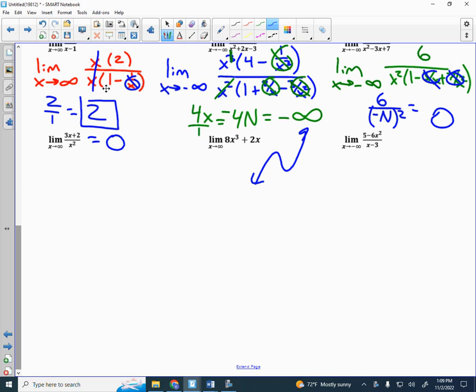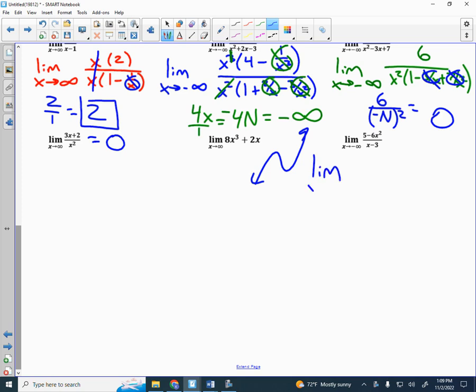Would you agree that the last one's a little bit more challenging? Yeah. The last one, the numerator is bigger, right? Yep. If the numerator is bigger, it's not going to go towards 0, is it? It will end up going towards positive or towards negative infinity. Let's figure out which one it is.